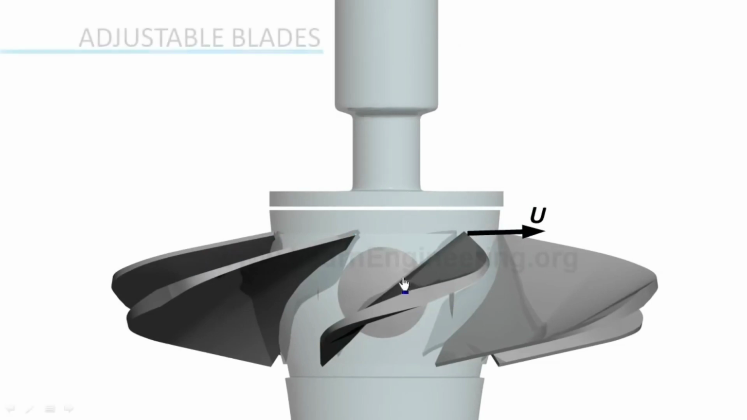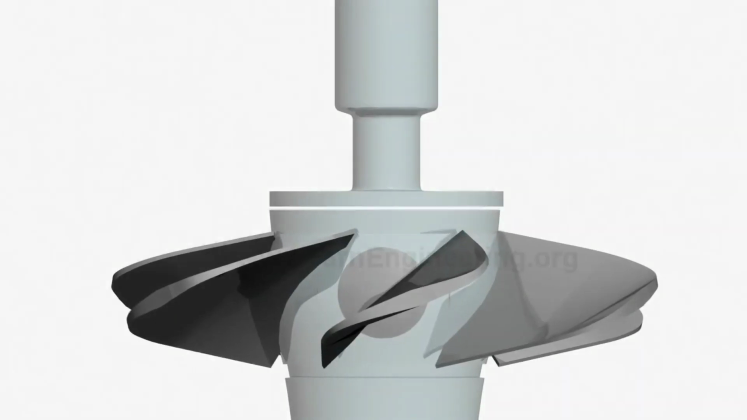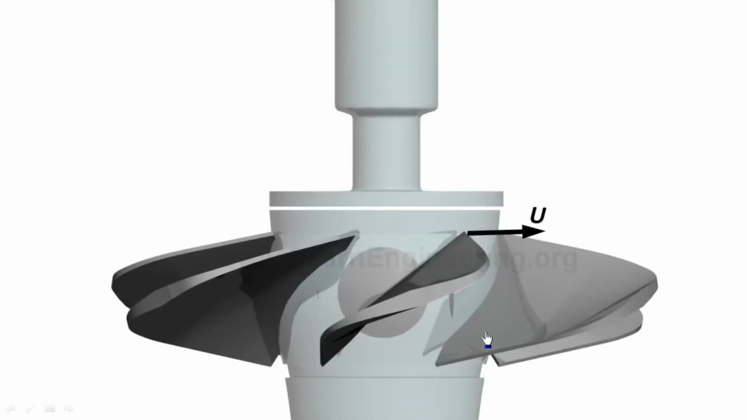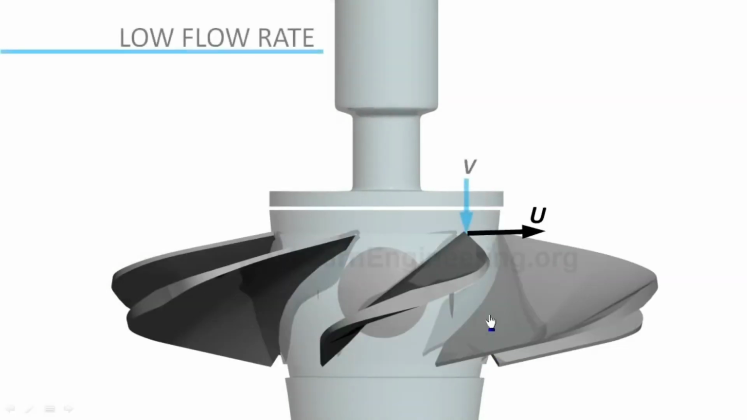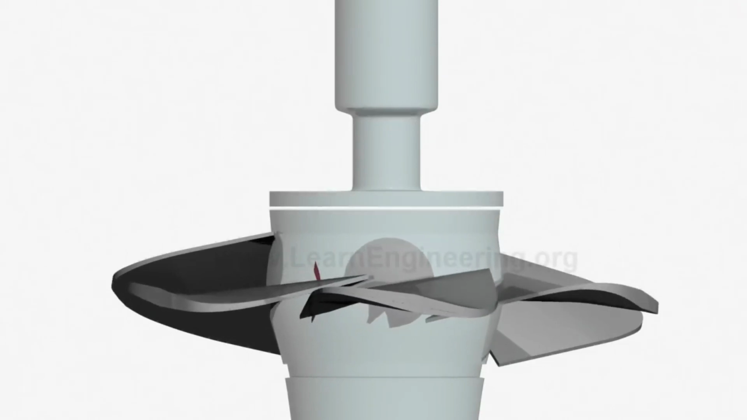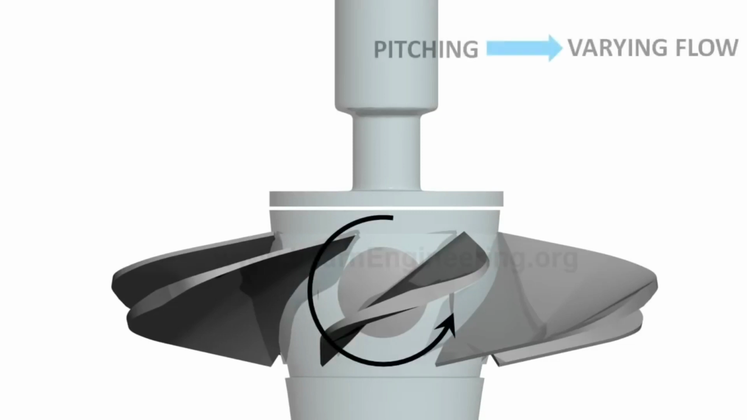Kaplan turbine blades are adjustable. When flow rate is high, the relative velocity of flow will be more axial, so the blade should be pitched vertically. If flow rate is low, the relative velocity of the flow is more tangential, so blades are pitched in the tangential direction. In short, the pitching action of the blade makes sure that the blade is still at the optimum angle of attack.